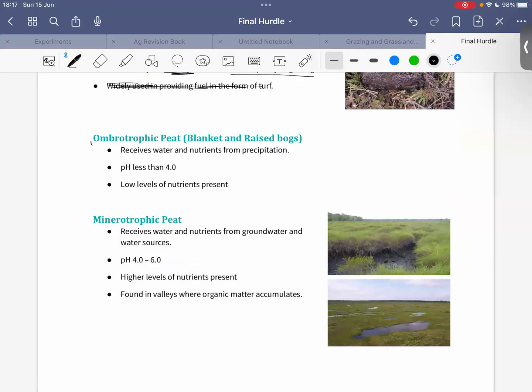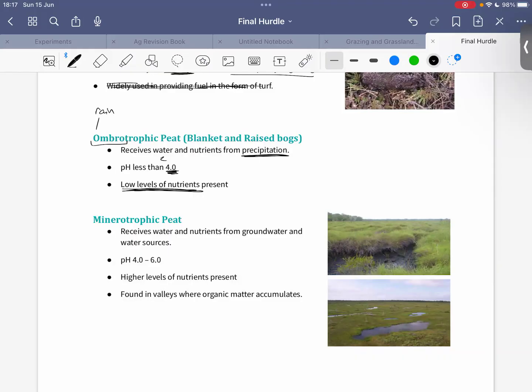Ombrotrophic, I had to look this up myself, but ombro is the Latin for rain. So where does ombrotrophic get the water and nutrients from? They get it from precipitation. Ombrotrophic are going to have low levels of nutrients present. So that's why our pH is going to be less than 4. Very, very low nutrients available, and we get our water and nutrients from the precipitation.